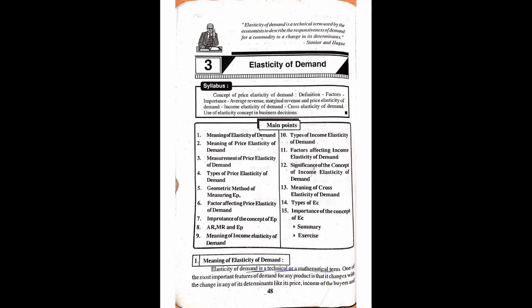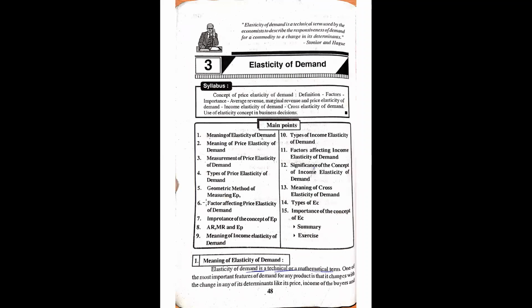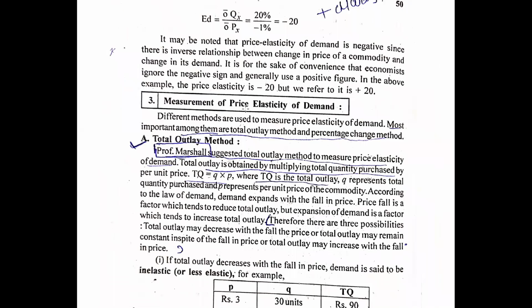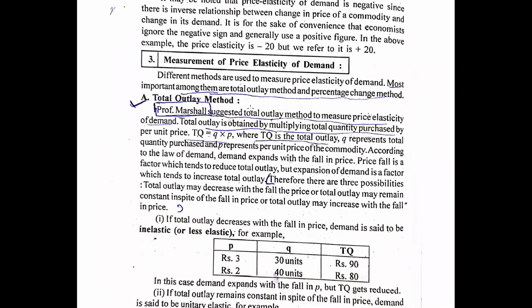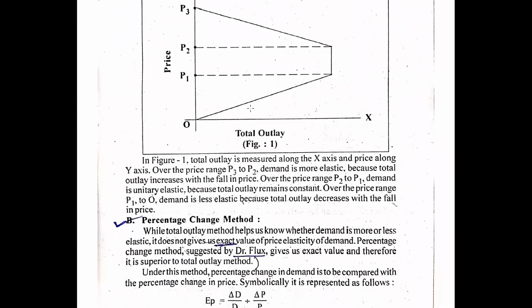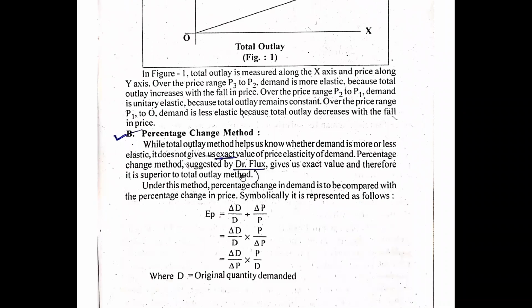First we were discussing the meaning of elasticity of demand, which you know very well now. After that, we discussed the meaning of price elasticity of demand. Then we discussed some of the methods. Let me show you. The second point was the meaning of price elasticity of demand, then measurement of price elasticity of demand. Then we saw two different methods, the total outlay method and the percentage change method.